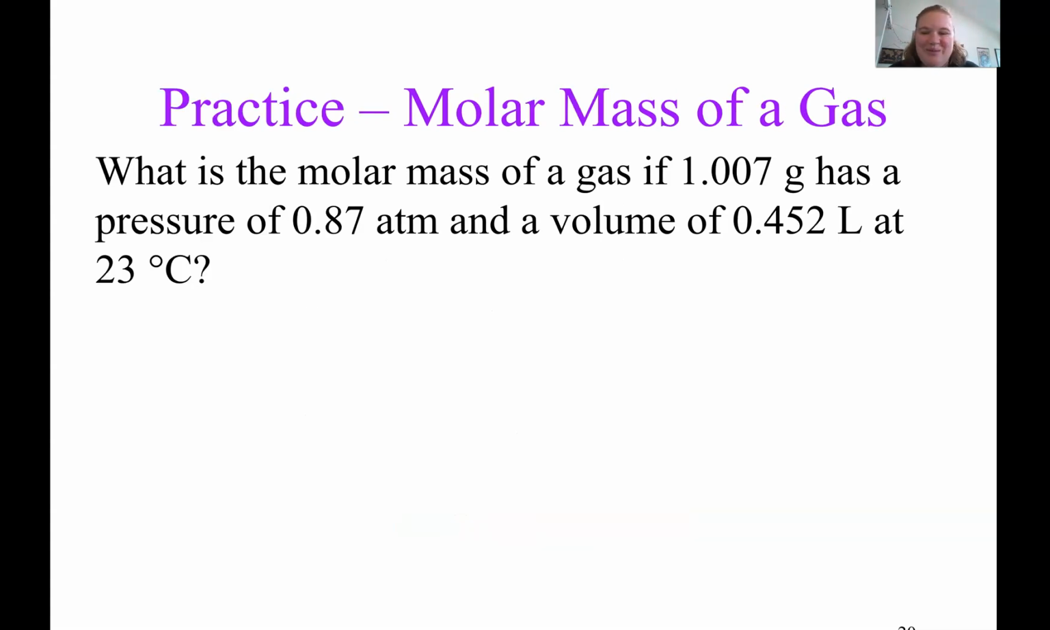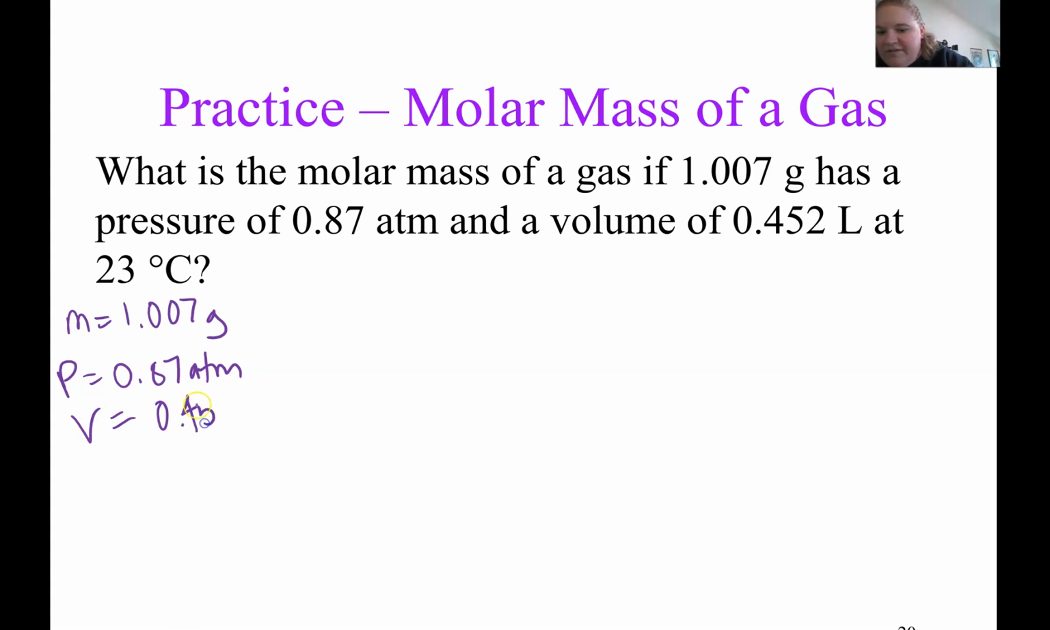So one more practice problem. It says, what is the molar mass of a gas if 1.007 grams, so let me start my little list here, has a pressure of 0.87 atmospheres and a volume of 0.452 liters with a temperature of 23 Celsius.